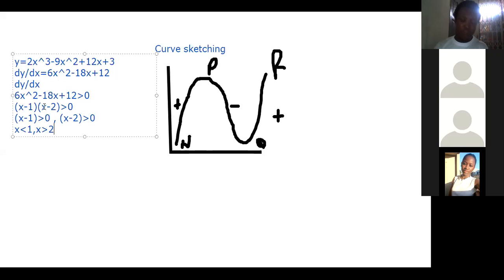So hence the range of values you are going to get is x less than 1 and x greater than 2. But the question says that if it is increasing, then dy/dx should be greater than 0. So you can see that both the 2 and 1 are greater than 0, which means the curve is increasing. I hope you are getting it. However, if you solve it and they are all less than 0, then the curve is decreasing.